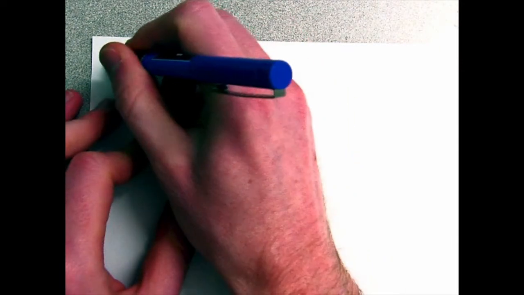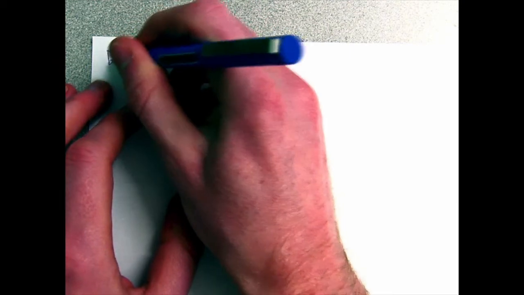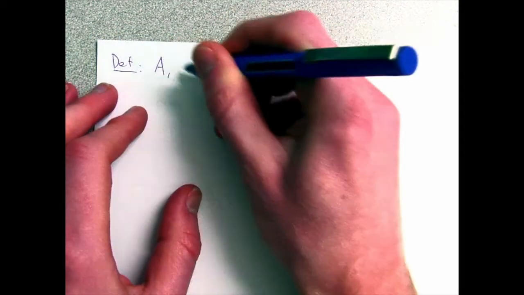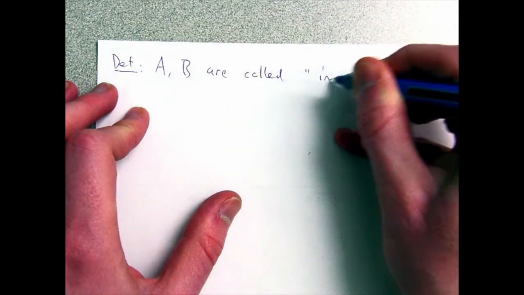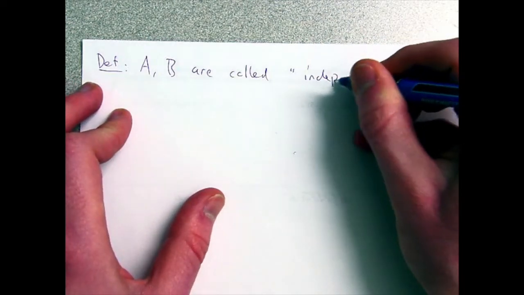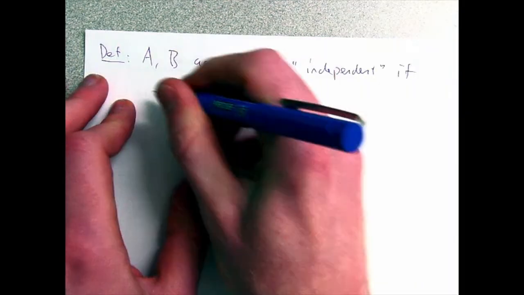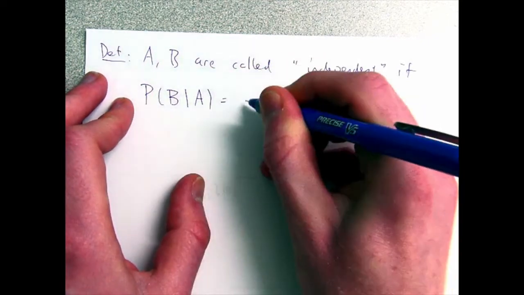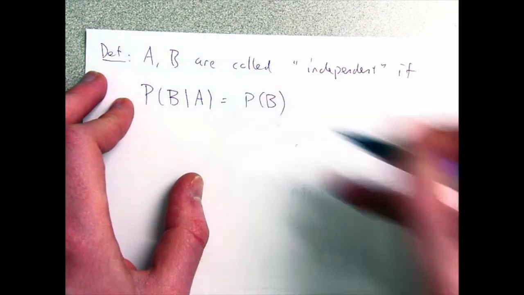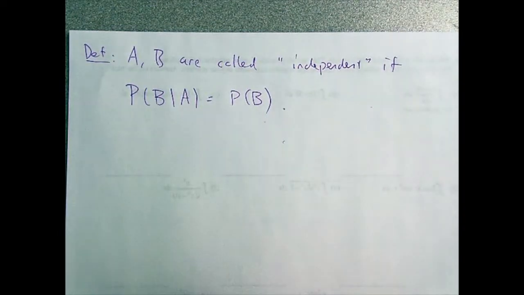First, I'm going to give you the definition of independence. So, definition. Two events, A and B, are called independent if the following holds true. The probability of B given A is equal to the probability of B. So that's the definition of independence, and I just want to explain why this makes sense.